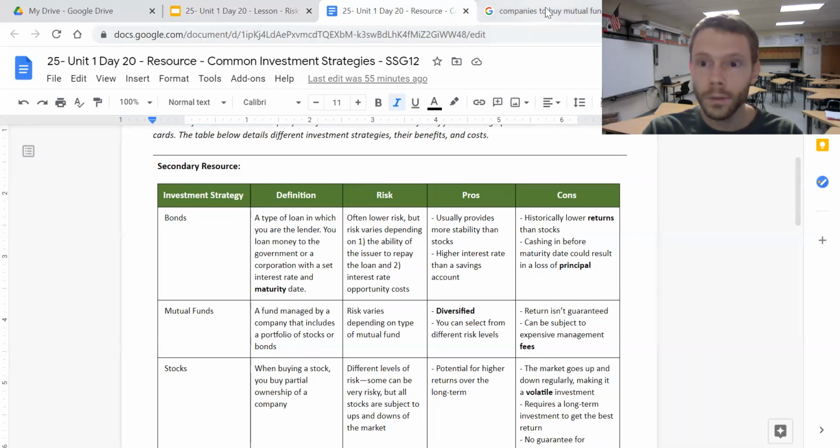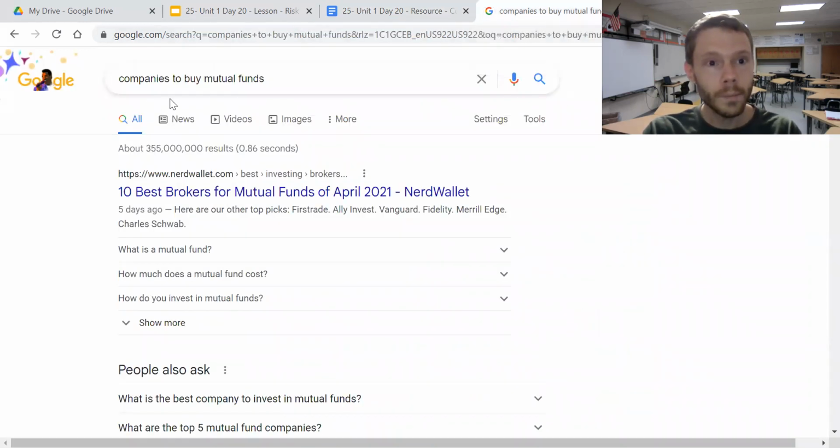So one thing I just wanted to show you is if you are interested in buying mutual funds and you're 18 or older and can open up a brokerage account, if I Google companies to buy mutual funds, some of the major companies that I can go to include First Trade, Ally Invest, Vanguard, Fidelity, Merrill Edge, and Charles Schwab. And they each offer different options for individual investors.